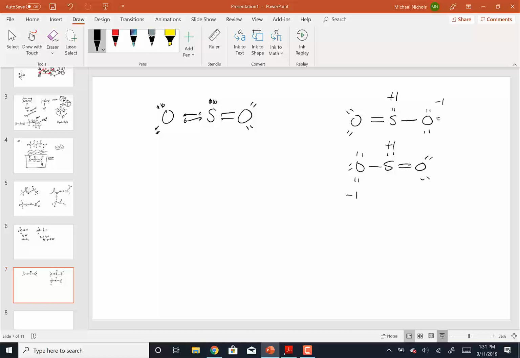And you'll learn after we write enough of these structures that an O with 3 lone pairs and a single bond always has a -1 formal charge. And one with a double bond and 2 lone pairs always has a 0 charge. So according to this, which one would be the most stable?